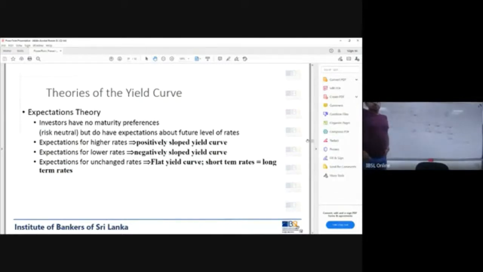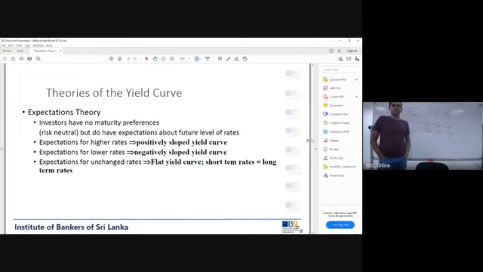Expectations theory. Expectations, like what we explained just now, your expectations of interest rate movements. Investors have no maturity preference, right? So these are the assumptions. You're indifferent whether you want to invest long term or short term, but you go purely by sentiment. They are risk neutral on maturity, but do have expectations about future levels of interest rates. Either they feel interest rates will go up or go down.